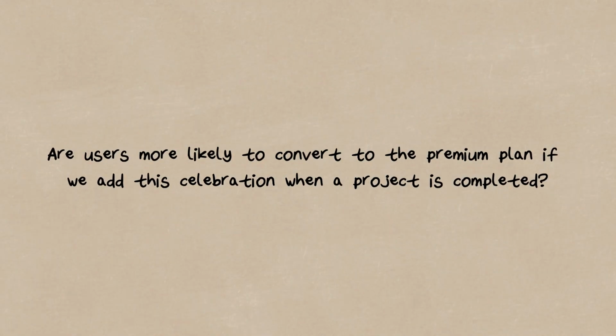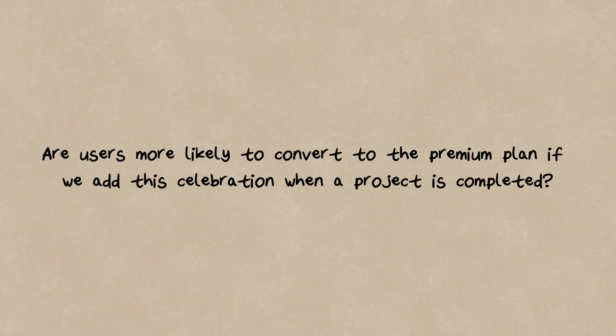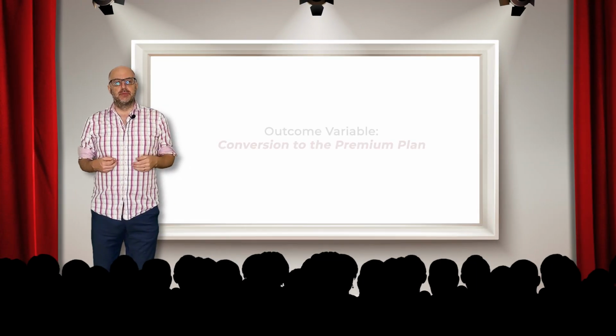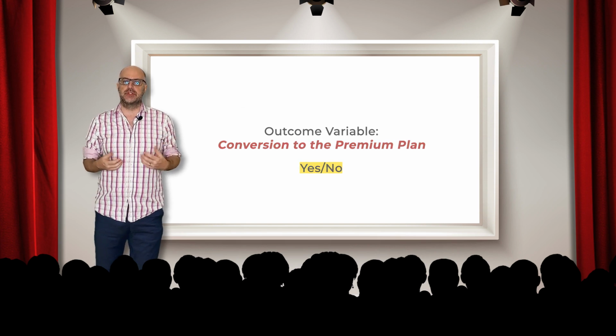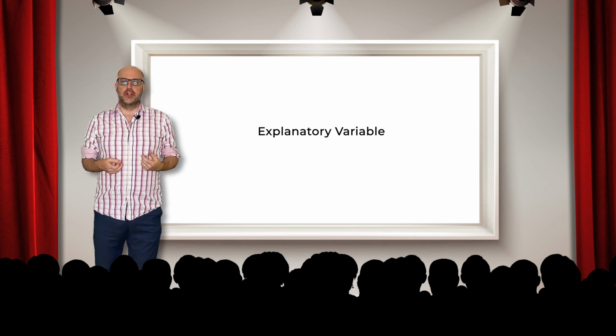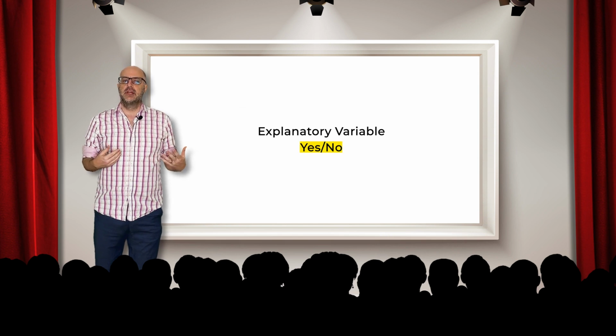So we have our research question. Are users more likely to convert to the premium plan if we add this celebration when a project is completed? We also have our outcome variable, conversion to the premium plan, and it's coded as a yes or no dichotomous variable, one with two options. We also have our explanatory variable, included in the experimental group, coded as yes or no. This covers all our bases from the previous lessons, so I'm really excited to get into the analysis here.